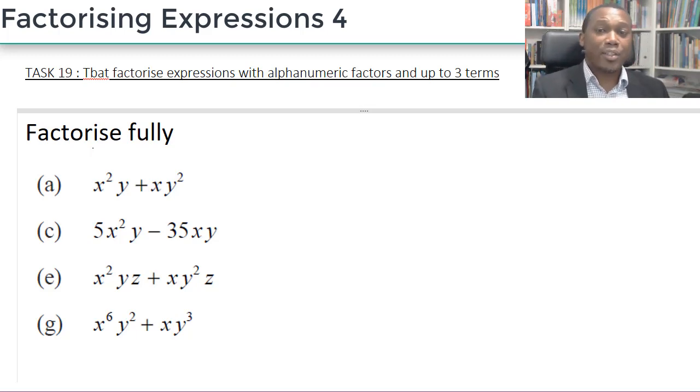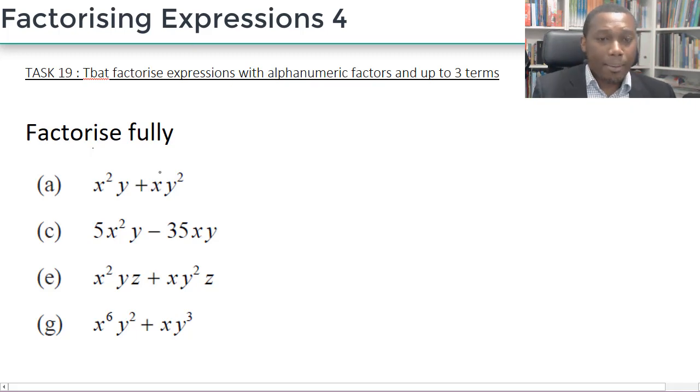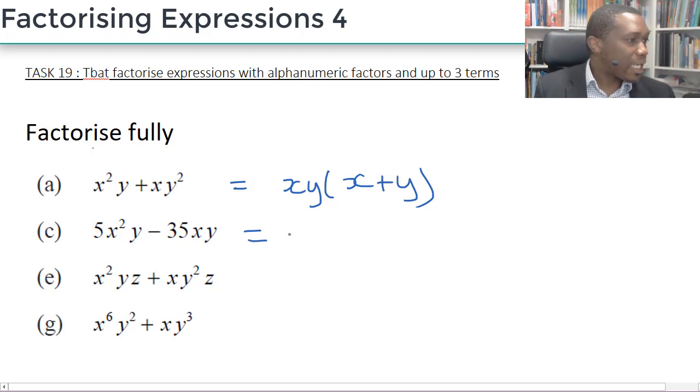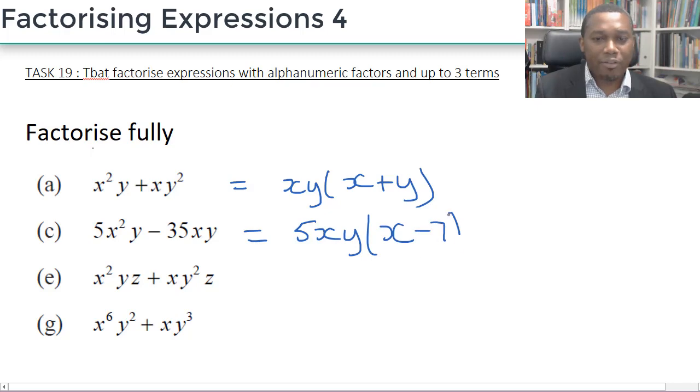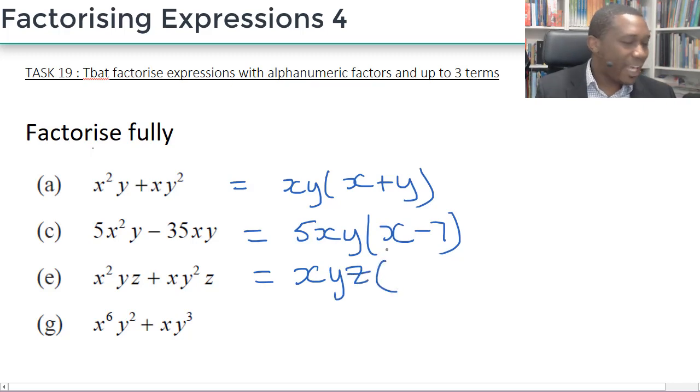Right, I'm going to put up the answers now. And I'll just read these off. Okay, what did we have? We had xy as a common factor and x plus y in brackets. Then for C, we have 5xy and x minus 7 in brackets. And then for E, we have xyz. Not often that you have that. And then x plus y in brackets.